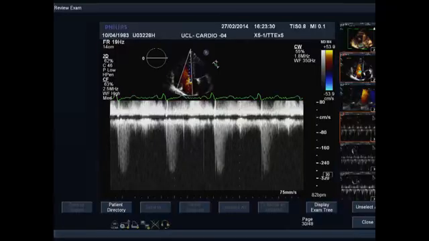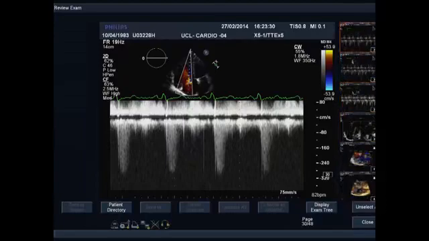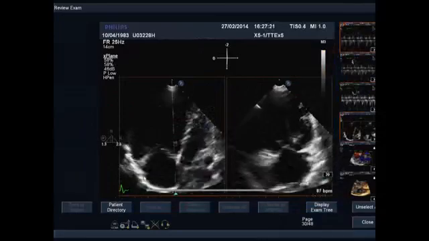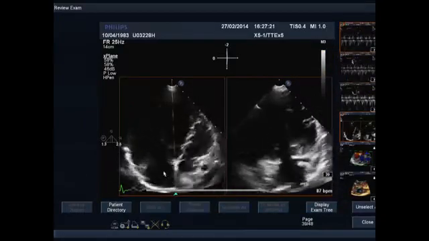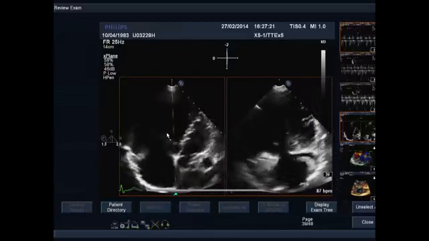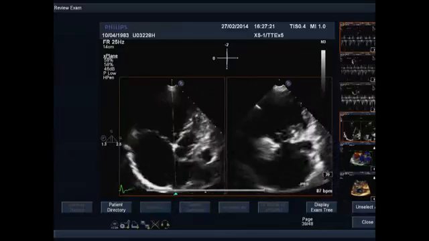So I will go back to the assessment and also have a look at the right atrium. So this is a special mode where I use it just to show you the right atrium and the right ventricle, and of course you know that it's quite dilated. So this is quite important.